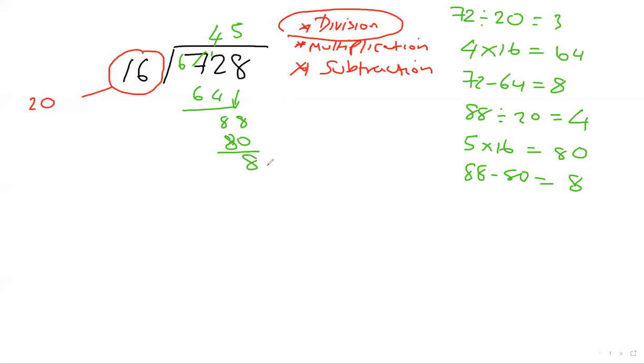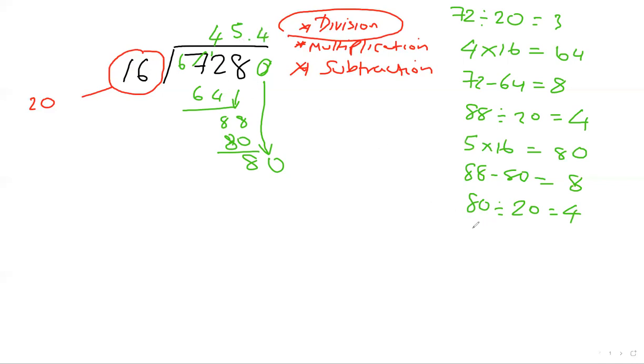Now, because there's a number left over and we have no more numbers left to bring down, we're going to introduce a 0, bring it down, and put a decimal point on the answer line up here. So the next step is going to be 80 divided by 20. Well, we know that already. That's going to be 4. So 4 will go up here.